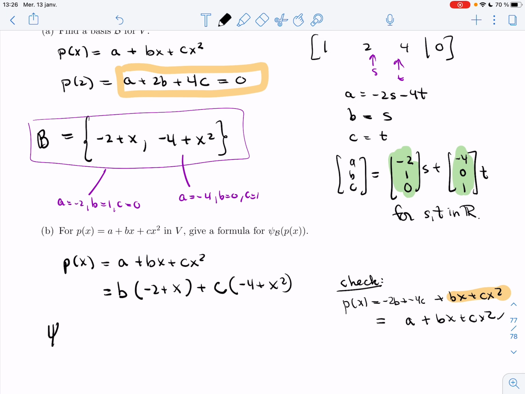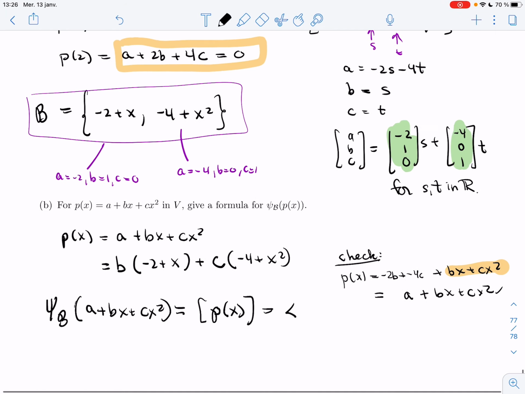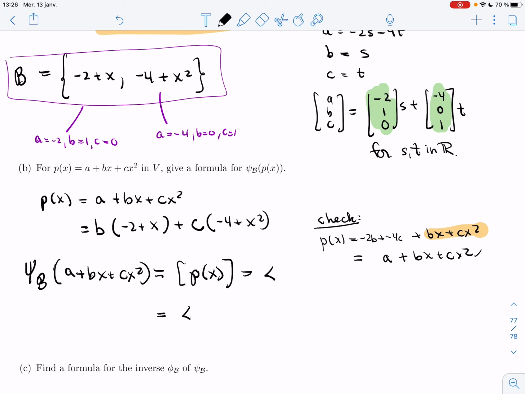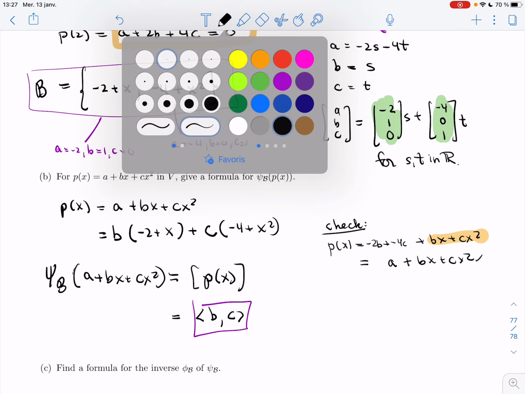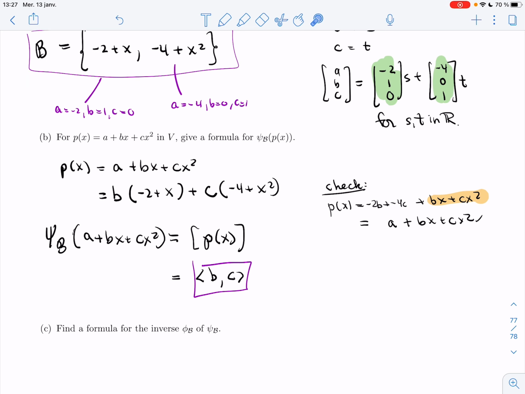And so that means that psi B of a plus bx plus cx squared is equal to, well, it's always P of x. So it's going to be the coefficients in front of both generators. And so in our case, that's pretty simple. We're just going to take b and then c. All right, so we've found what the psi B was, and in part C we're asked to find its inverse.